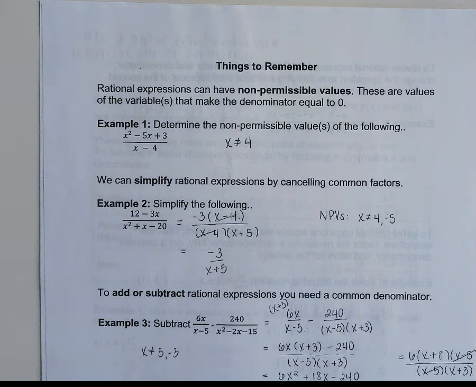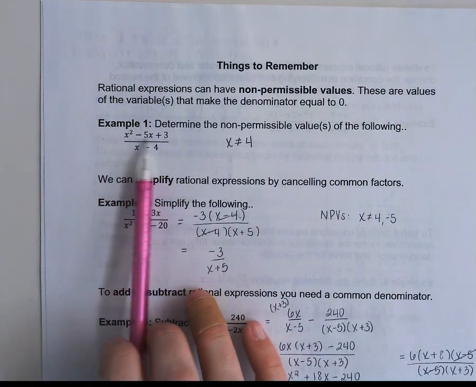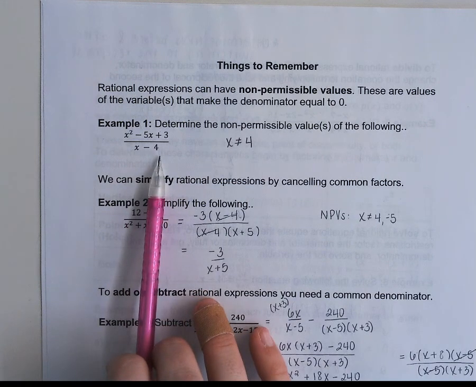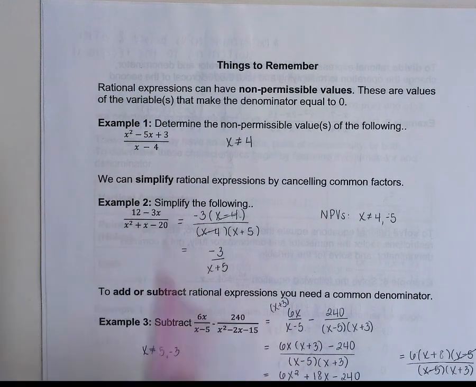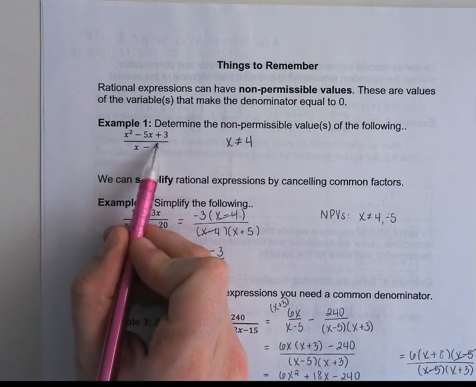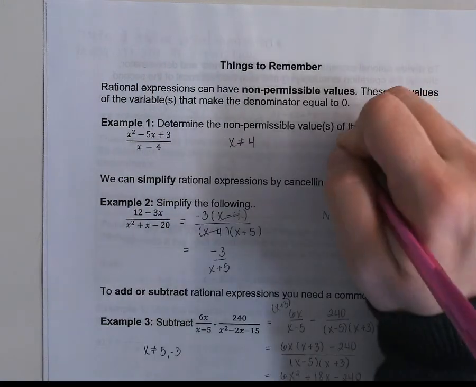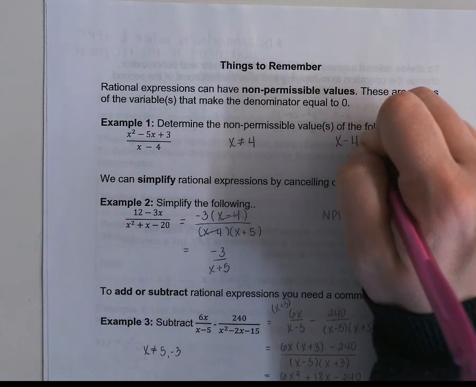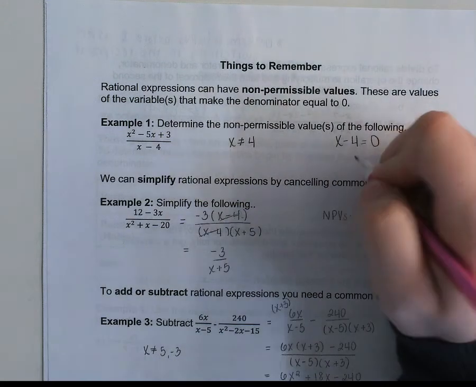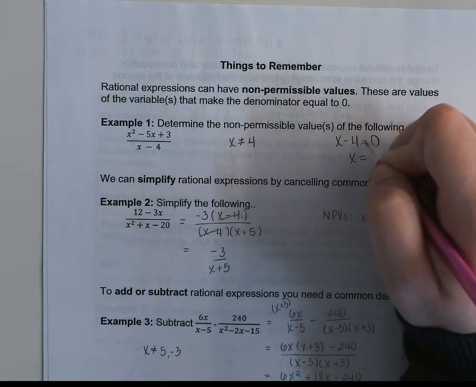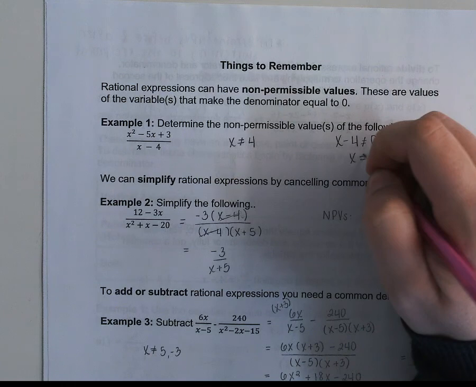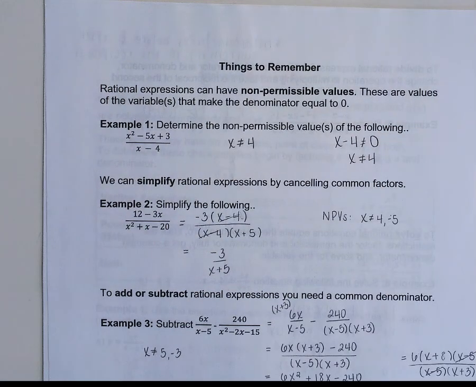So remember, these are the values of the variable that make the denominator equal to 0. So if we were looking at example 1, we've got a trinomial and a binomial. When you're looking for your non-permissible values, you're basically determining what will make x minus 4 equal to 0. So if you wanted to write that out, you could say x minus 4 equals 0, so x cannot equal 4.